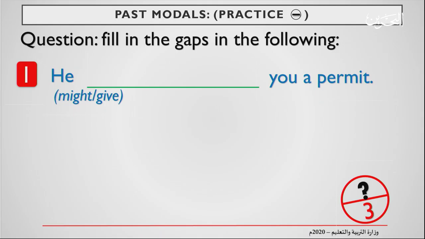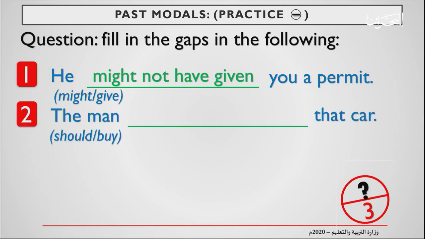All right, let's check the answer. The answer is might not have given or mightn't have given. All right, if you're correct, give yourself a mark. Number two, the man gap that car. You should use should plus buy. 5 seconds.